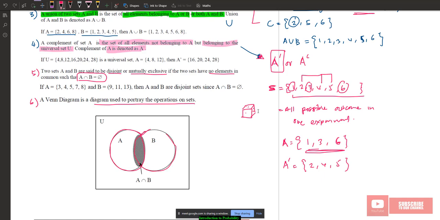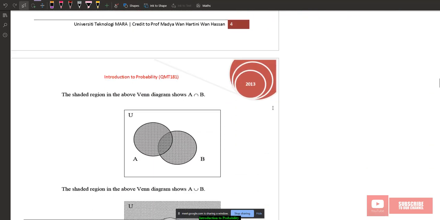By looking at this one, this is not U, this is S, right? The shaded area here is the intersection between A and B, right? And this is a Venn diagram. Set A and B, if you look at this one, A and B have an intersection. When A and B have an intersection, we can say that A and B are not mutually exclusive events, right?